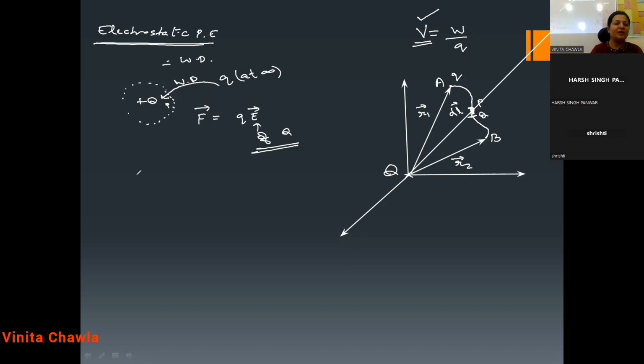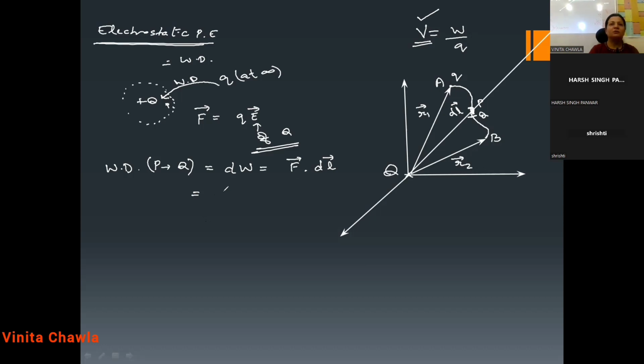So a small amount of work will be done in moving from point P to point Q. Small amount of work will be done by the charge, right? And this small amount of work done can be written as dW, and it is equal to vector F dot dl. Now what is F? See, this work done is against the electrostatic force, so we'll put a negative sign.